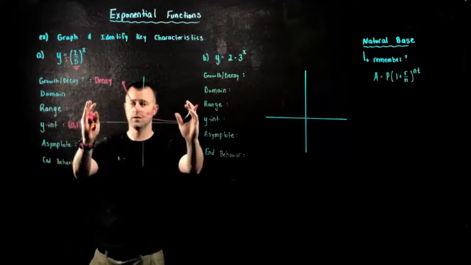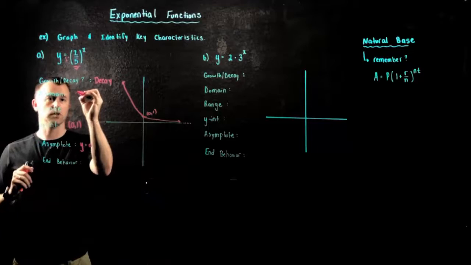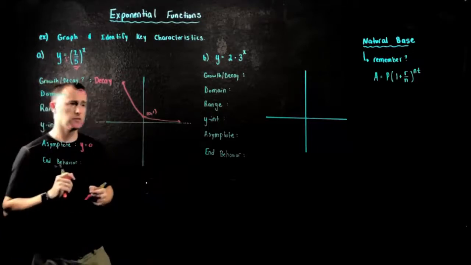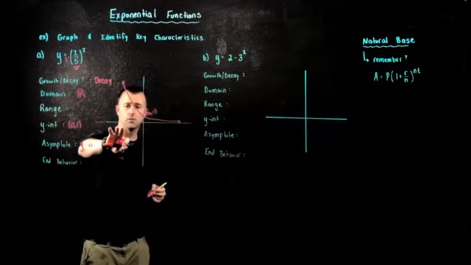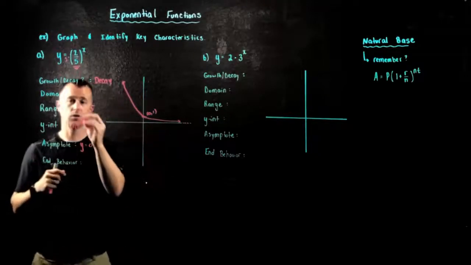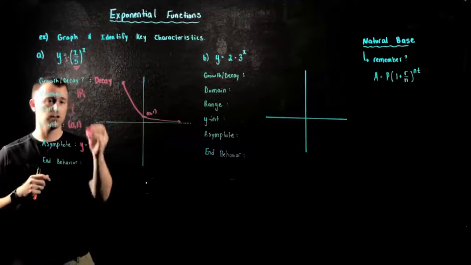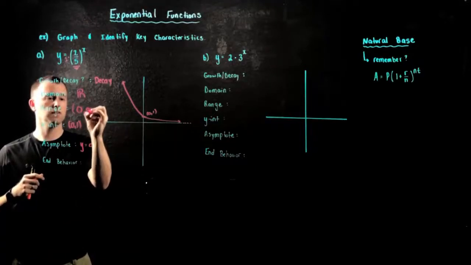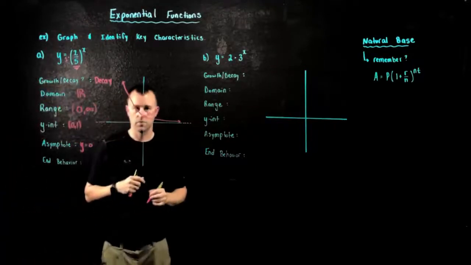Now for the domain, it still goes left and right forever. So we're going to say the domain is all real numbers. Next, our range, it does start at 0. It doesn't touch 0 though, because it's never going to touch it. So we're going to have a parenthesis here when we do our set notation. It's going to be 0, infinity. So it's going to go off to the right forever.